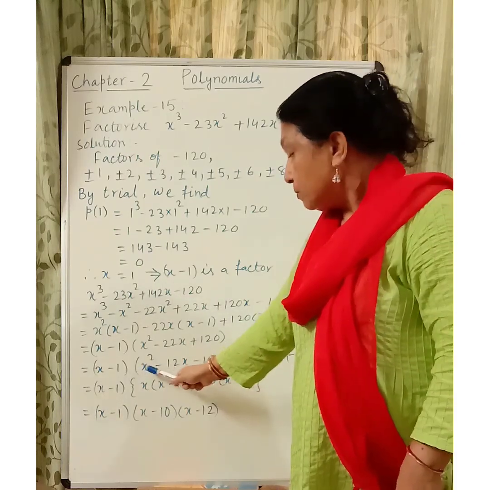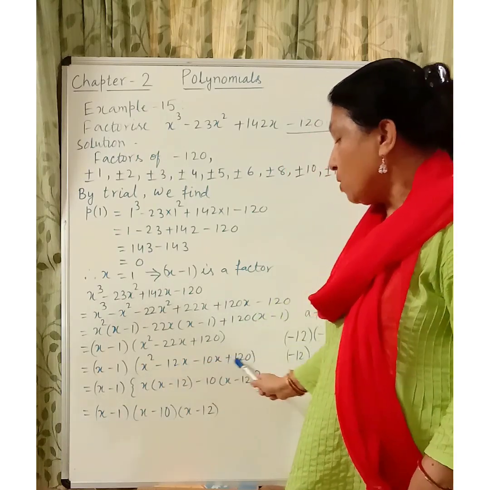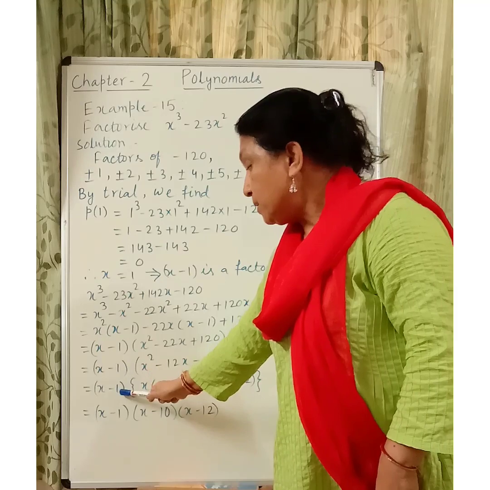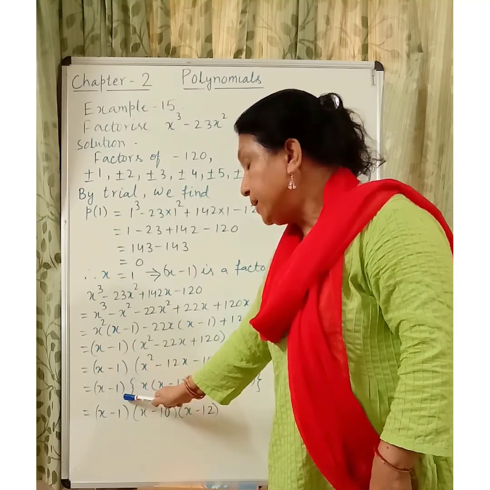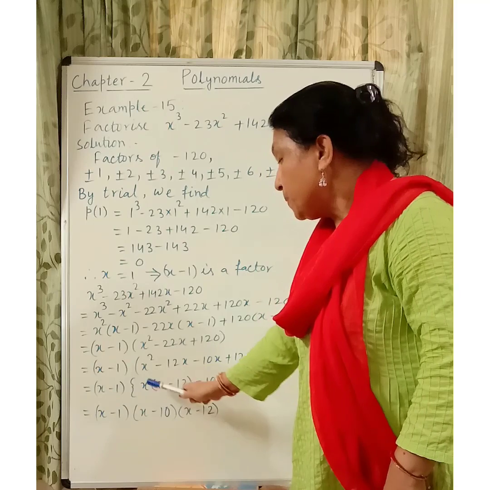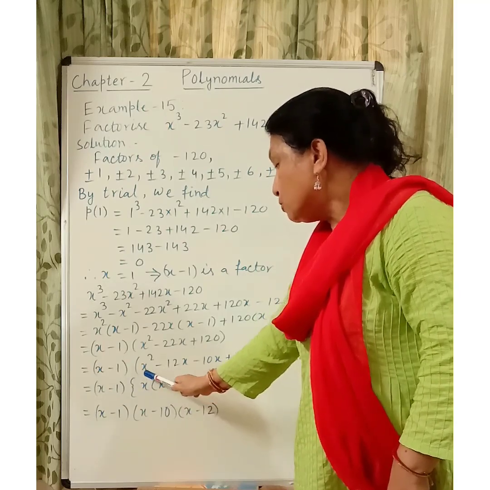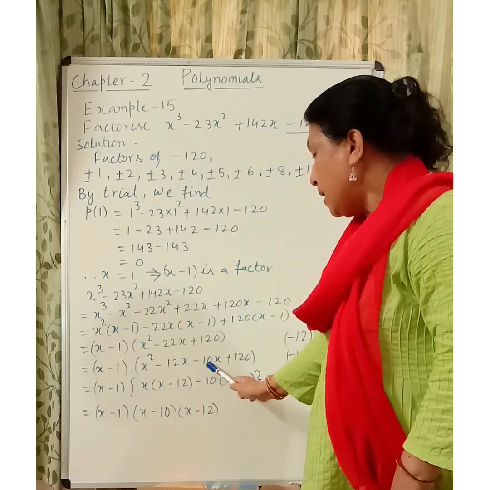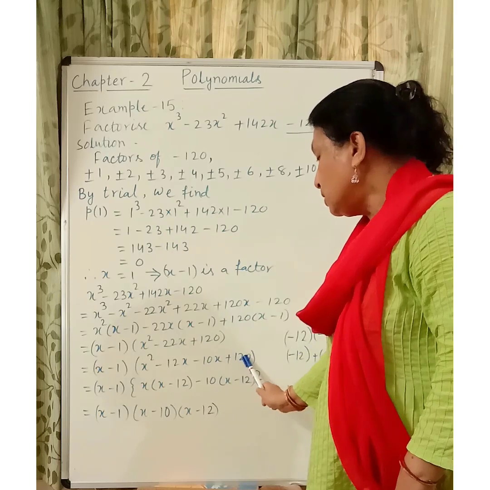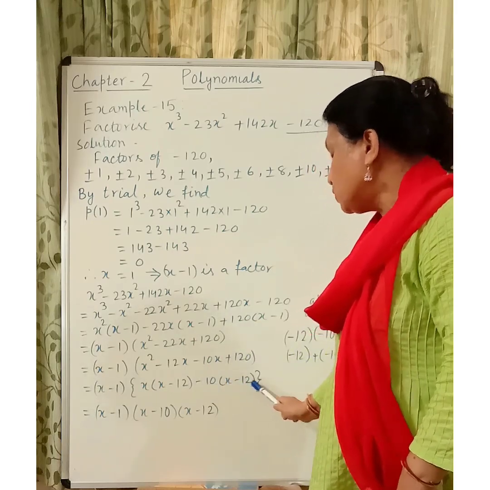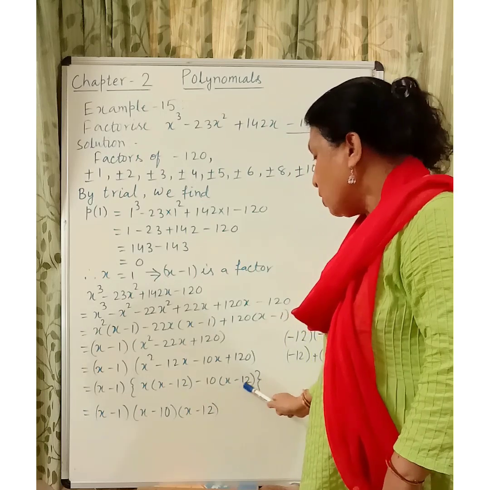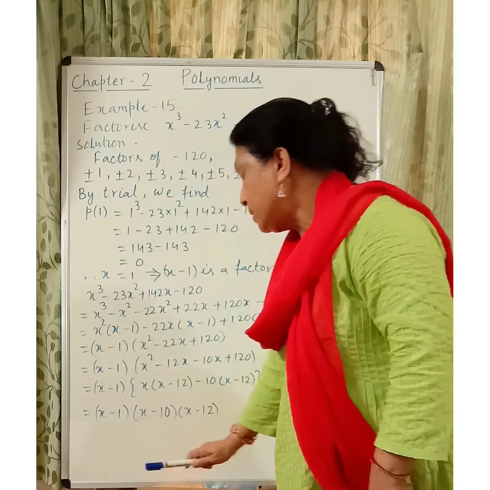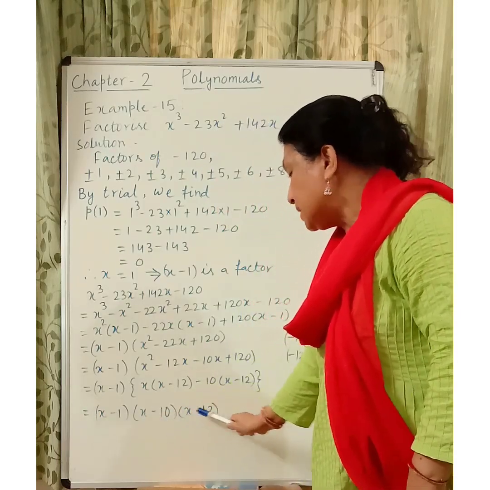So now we will be just taking the common factors from the first two terms and then the next two terms. So x minus 1 remains the same, which is already one of the factors. Here x will be common, so x into x minus 12. Then minus 10 will be the common factor of the last two terms, so minus 10 into x minus 12. x minus 12 is the common factor. So finally we are getting the factors as x minus 1 into x minus 10 into x minus 12.